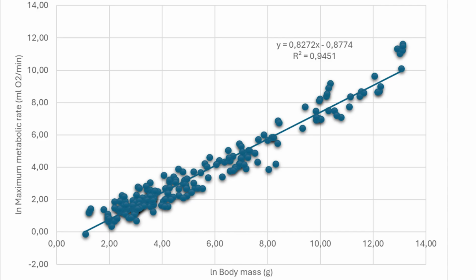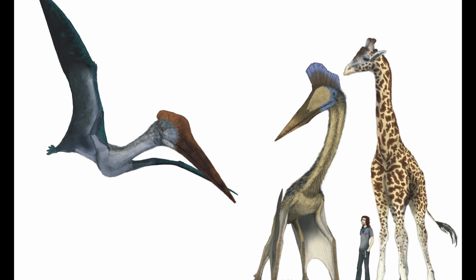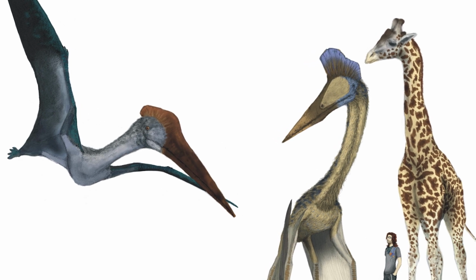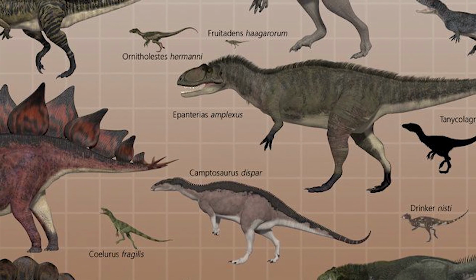One of the most widely used methods for estimating body mass is regression analysis. This method uses mathematical equations derived from the relationship between skeletal measurements, like dry skeleton mass, and overall body mass in living animals. A famous example is Mark Wheaton's application of this method to estimate the mass of Quetzalcoatlus. Wheaton used this method that correlated the mass of dry skeletons to the overall mass of birds, then expanded this relationship to pterosaurs.